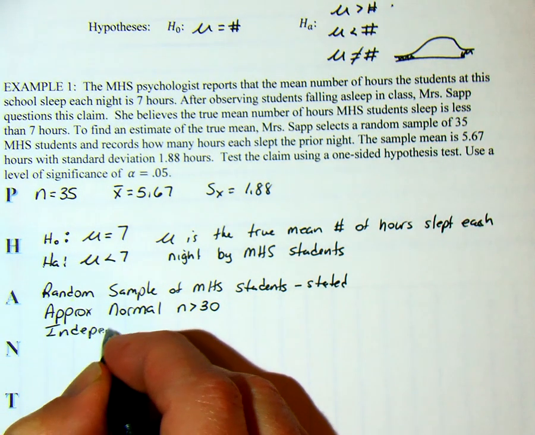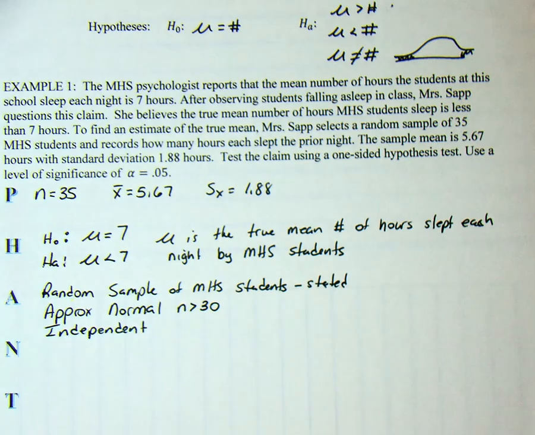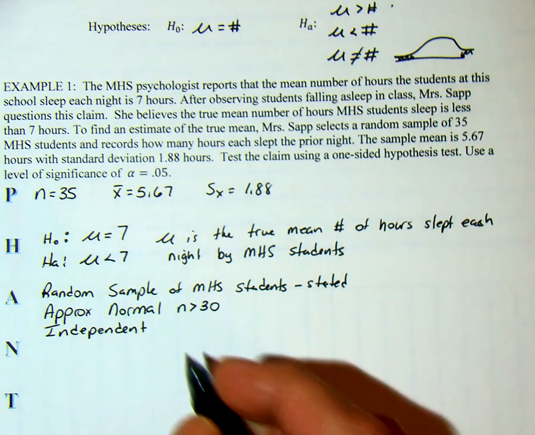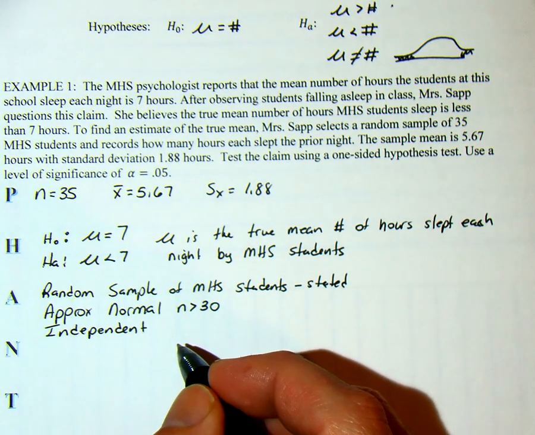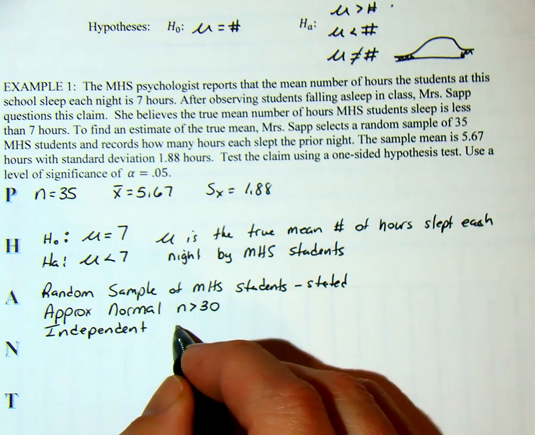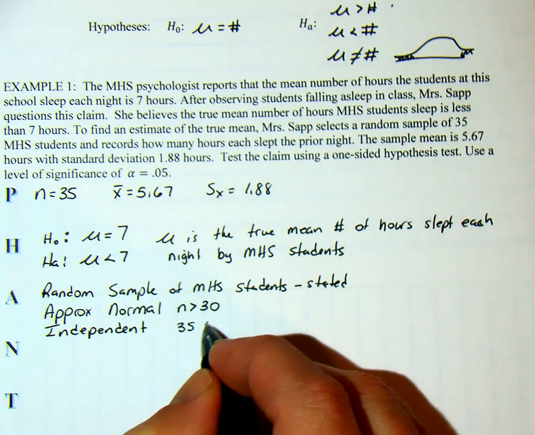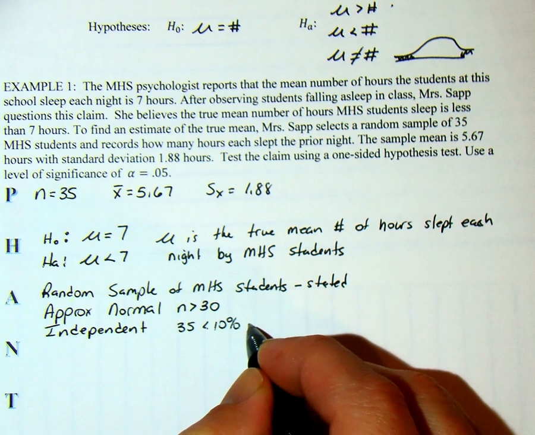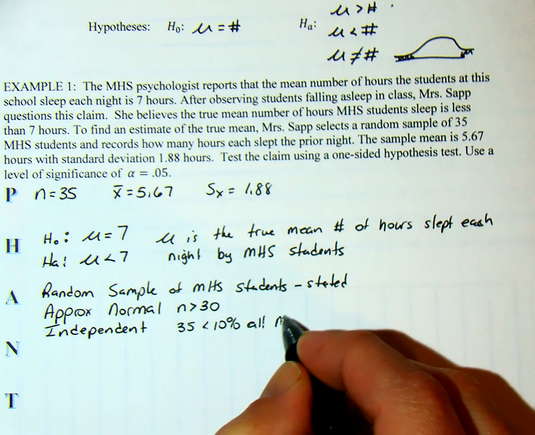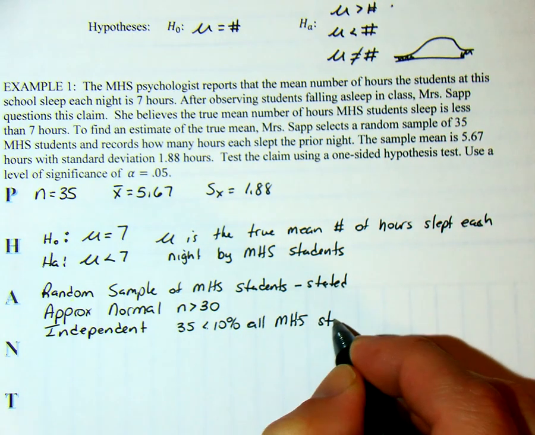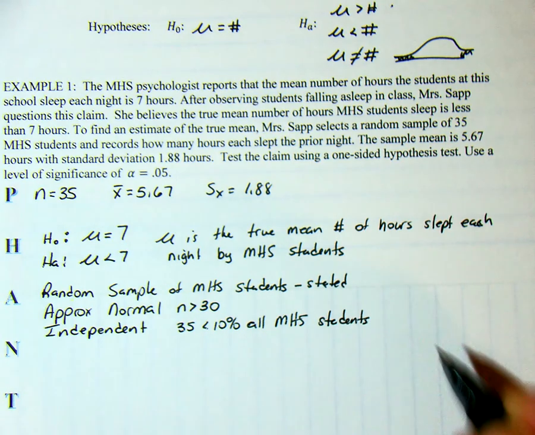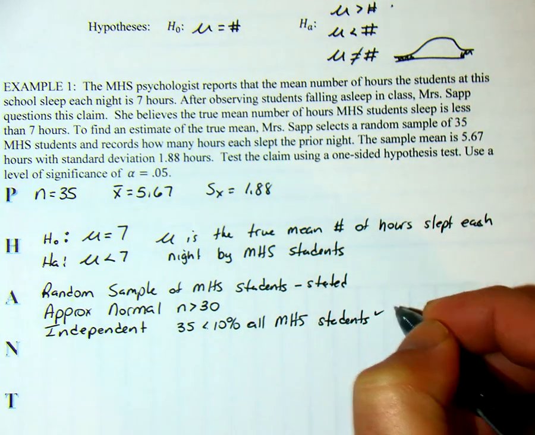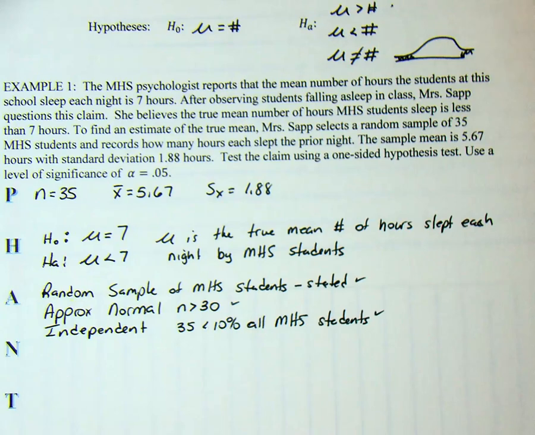My sample size can't get too large, otherwise I lose that probability stability. And in this case, we're going to say that 35 is less than 10% of all MHS students, which is check. We can check that up. We got that, and we got that. So we can put check marks there. We can do whatever we need to indicate that.